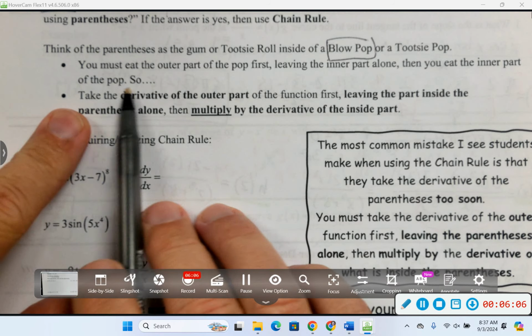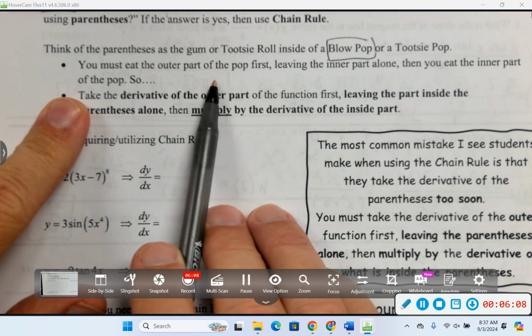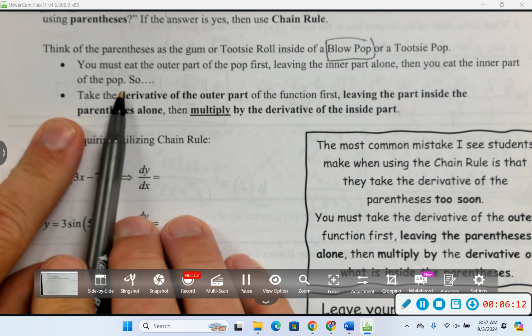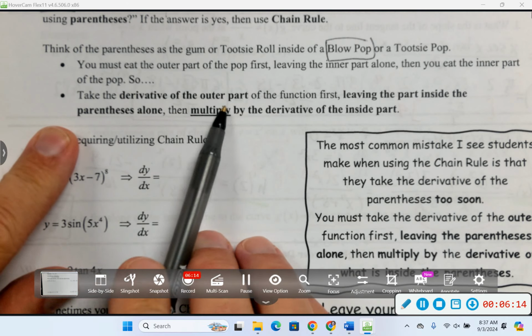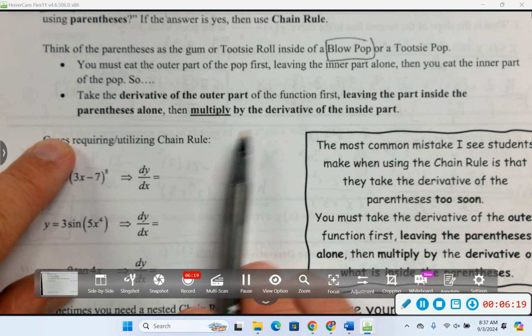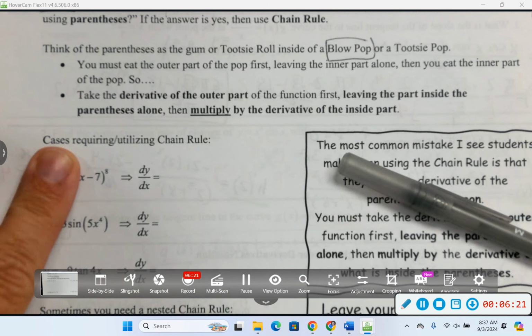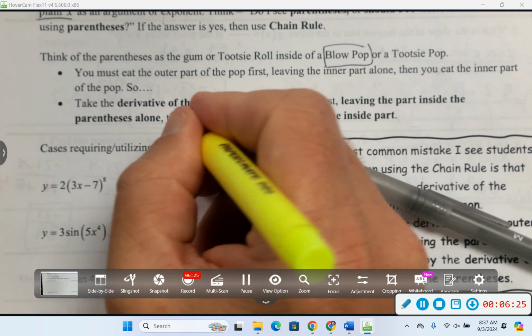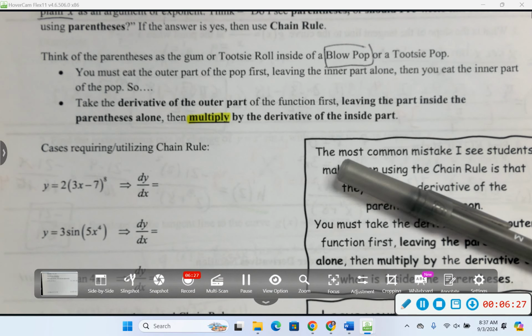Well, let's make sure we covered everything here. Eat the outer part of the pop first, leaving the inner part alone. Then you eat the inner part of the pop. Take the derivative of the outer part first, leaving the inside alone, then multiply. This would be the part that's not the same as eating a blow pop, because there's no multiplication when eating a blow pop. But how you connect the steps is with multiplication.